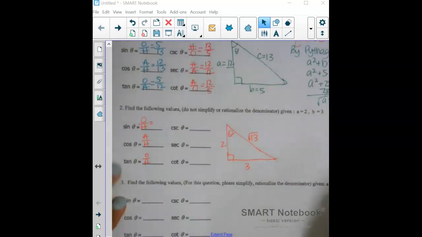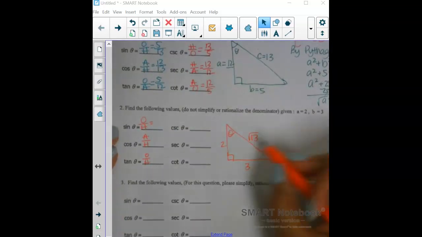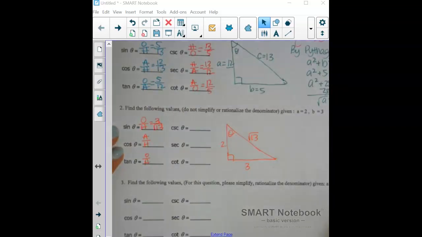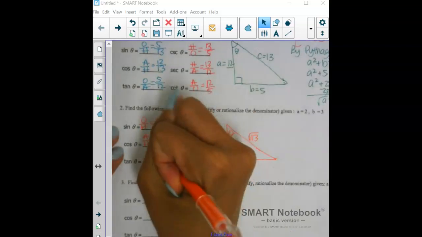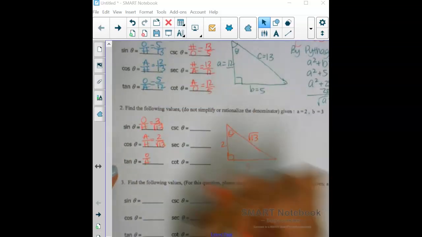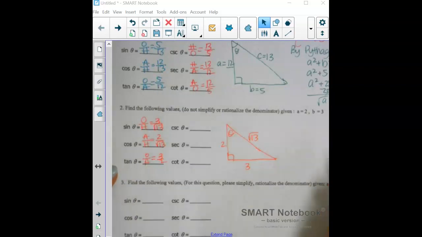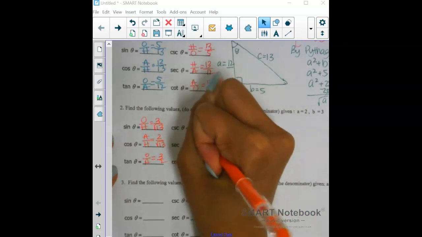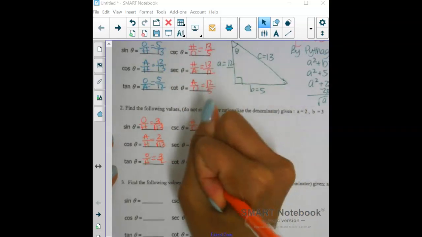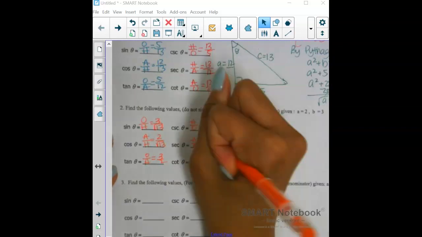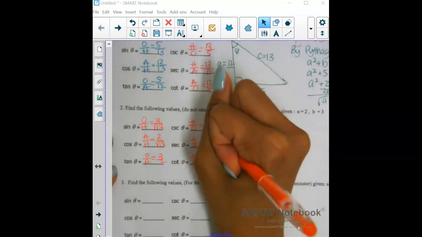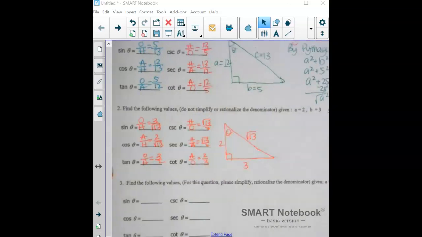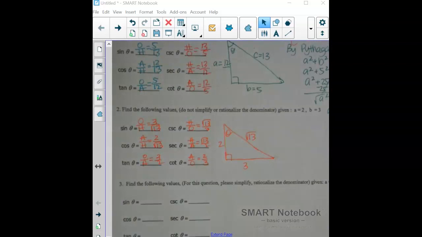So we're going to refresh your memory as to what rationalize means, but not right now. So from theta, opposite is going to be 3 over the square root of 13. Adjacent is going to be 2 over the hypotenuse, which is square root of 13. And then opposite over adjacent should have been 3 over 2. For cosecant all the way down to cotangent, you're just doing the reciprocal of these. So I'm just going to flip those around. Square root of 13 over 3. Square root of 13 over 2. And then 2 over 3. Those are all of the ratios that you should have gotten.